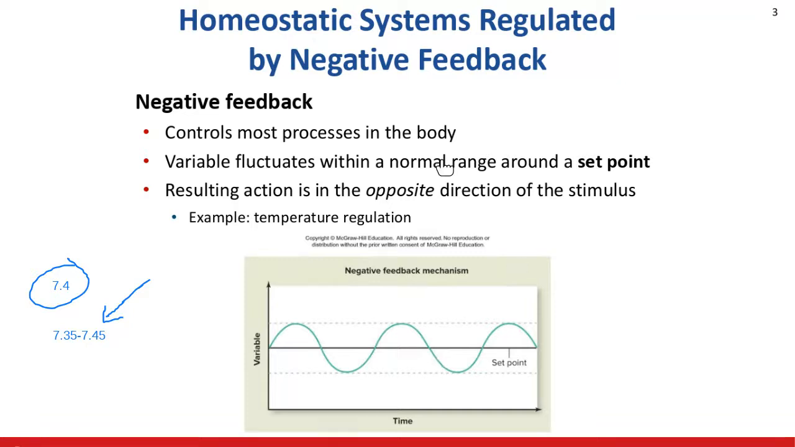So when we talk about a negative feedback system, the resulting action is always going to be in the opposite direction of the stimulus. If your body temperature increases, then the resulting action is going to try to decrease the body temperature. If your breathing rate increases, the resulting action is always going to be to try to decrease your respiratory rate. So that's negative feedback. We're always going to try to go in the opposite direction of the stimulus.